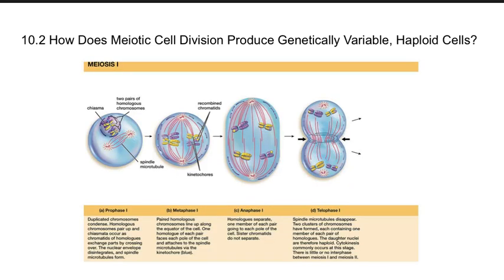Okay, so here's what it looks like in picture form, right? Meiosis 1 is going to have the same steps that mitosis had. Instead of prophase, metaphase, anaphase, and telophase, we're going to call it prophase 1, metaphase 1, anaphase 1, and telophase 1. And we're going to take a look at each of those individually here in just a moment.